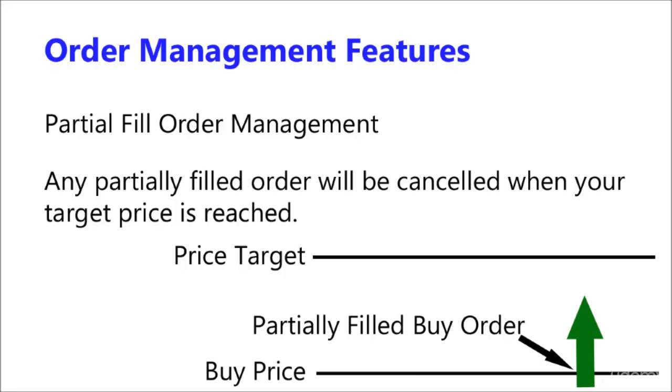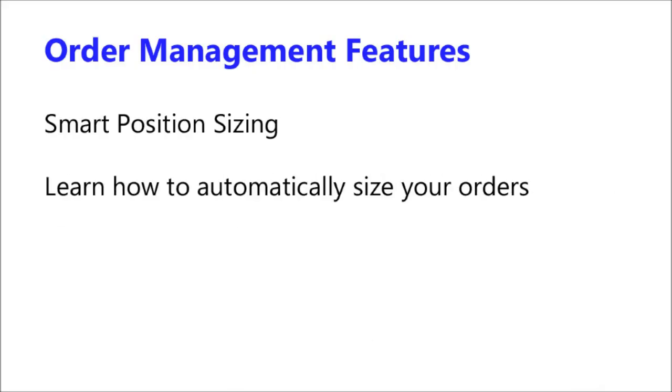Another key feature is partial fill order management. So for example, if you send a buy order and only half of your order is filled, and then the price goes up to your price target, this partially filled order will be canceled when your price target is reached. Then the system will submit an exit order to take profits.